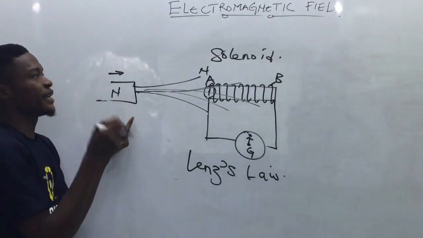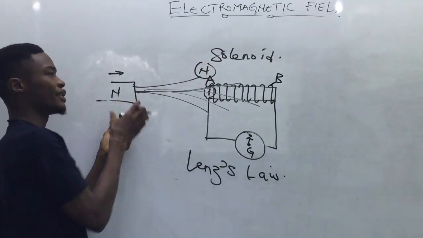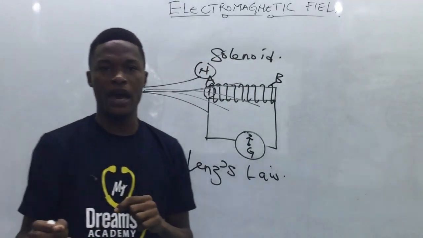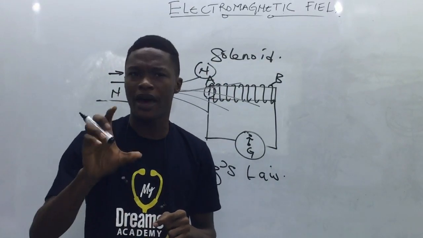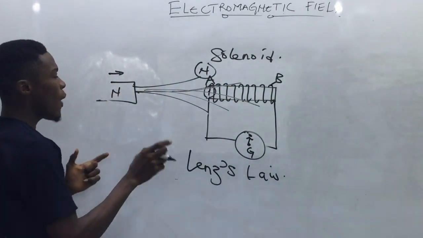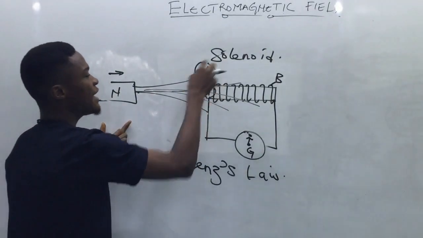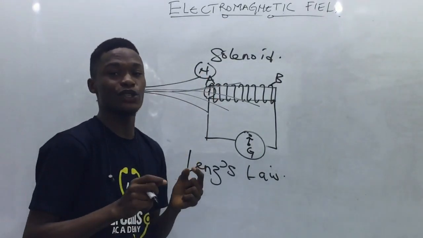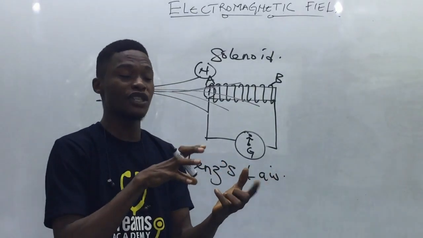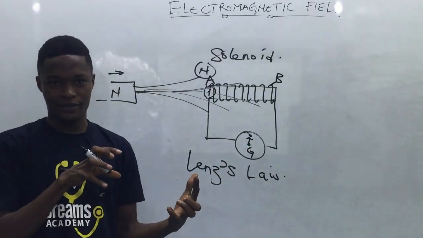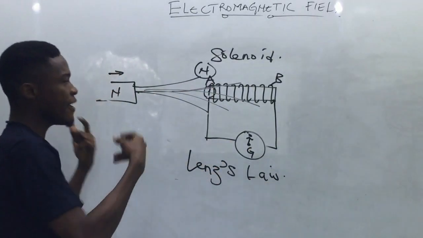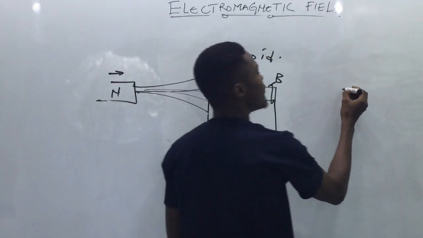And how does it oppose? Remember that this is north and this is north. North and north, will they attract or repel? Definitely they are going to repel. So according to Lenz's law, if I am bringing a north pole of a magnet very close, the end A gains a north polarity, so that as it is coming close, it is trying to push it away. No! Go back.